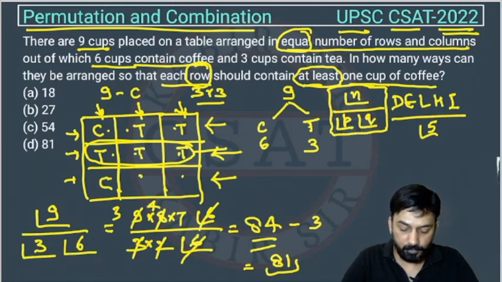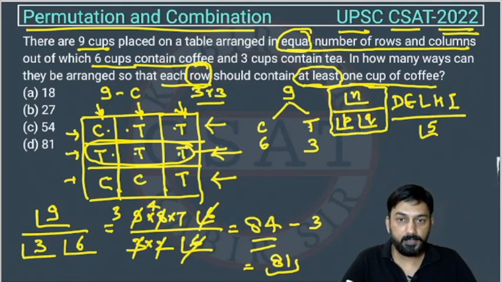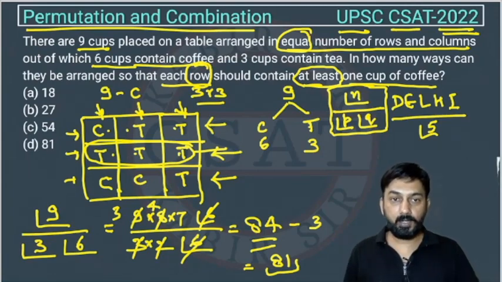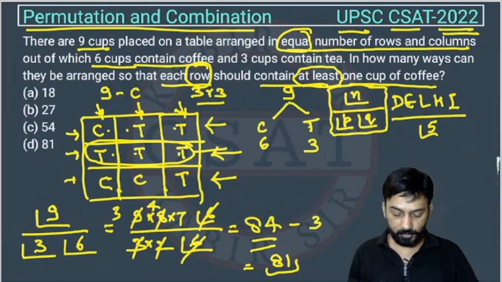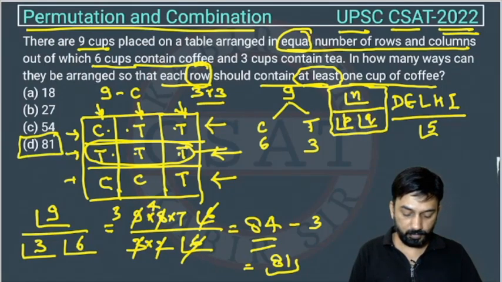Like it can be like this also, right? CCT, or this will be CTT. So anything is possible. So we have to deduct those cases where all teacups come together out of the total possibilities, then this condition will get satisfied. So the answer of this question is 81. So the answer is option D. So D is the correct answer of this question.